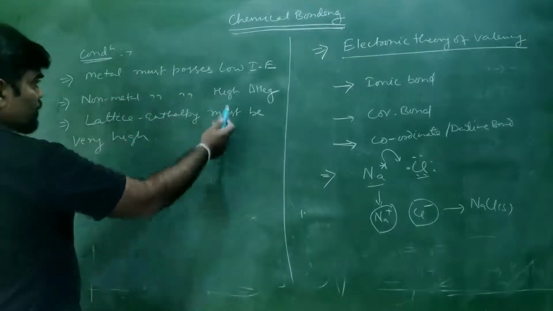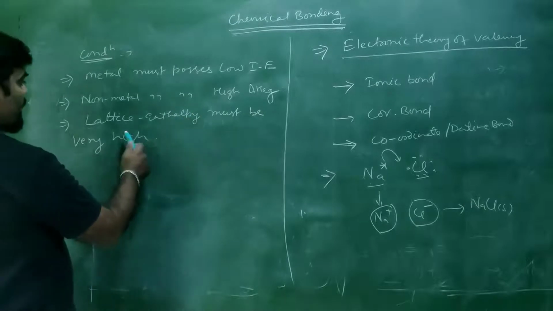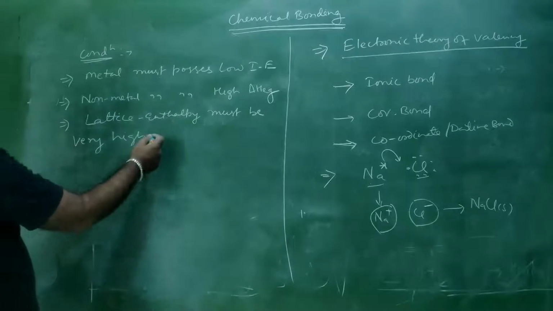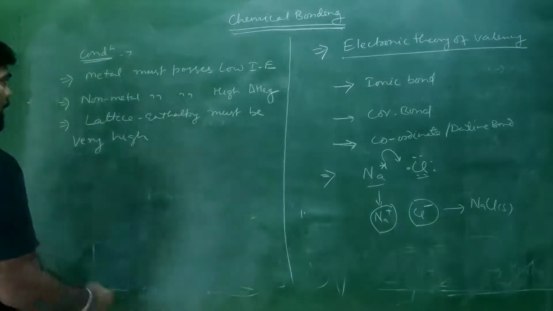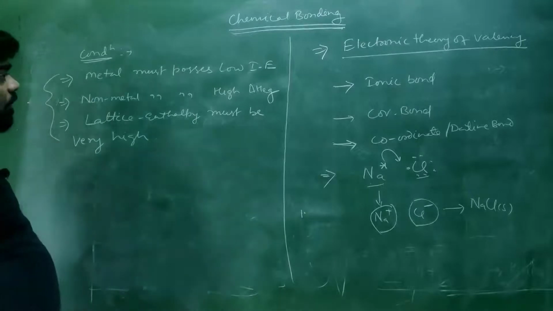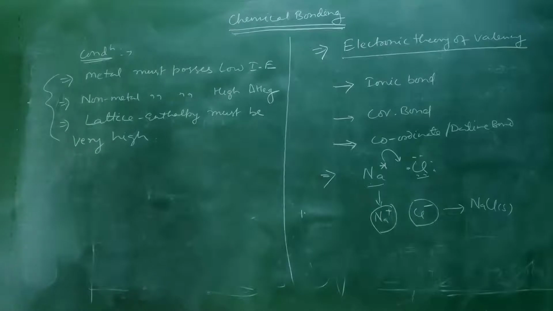So the metal must possess low ionization energy, the non-metal must possess high electron gain enthalpy, and lattice enthalpy must be very high for the formation of ionic bond. These three are the major conditions for the formation of ionic bond.